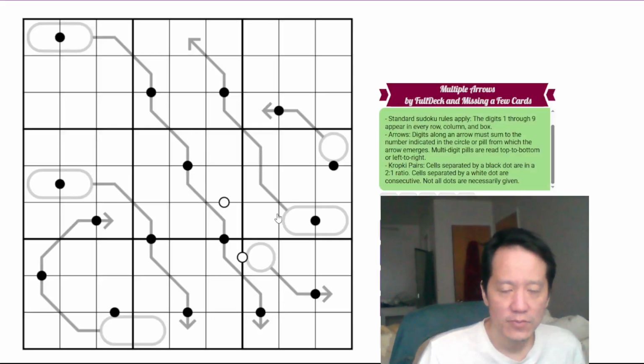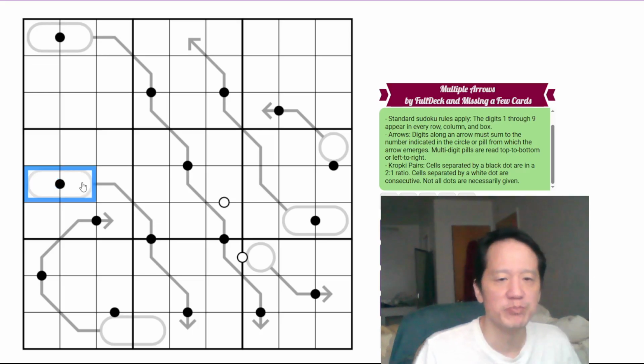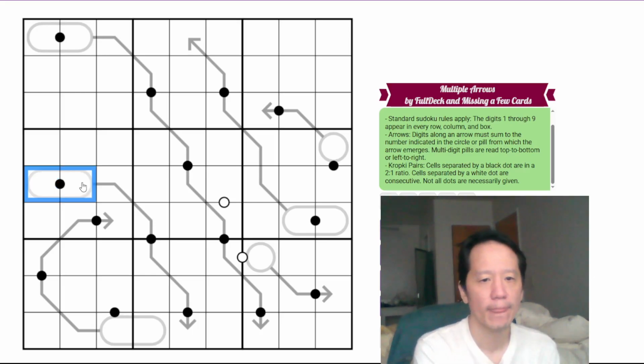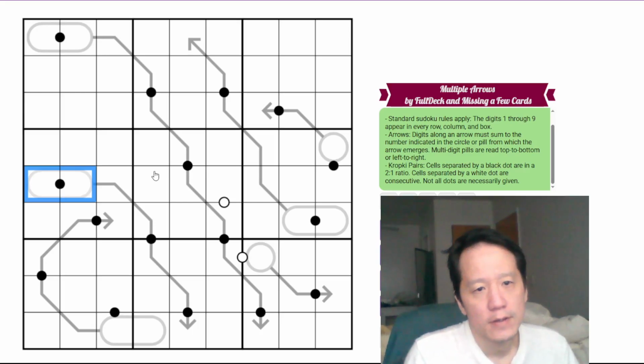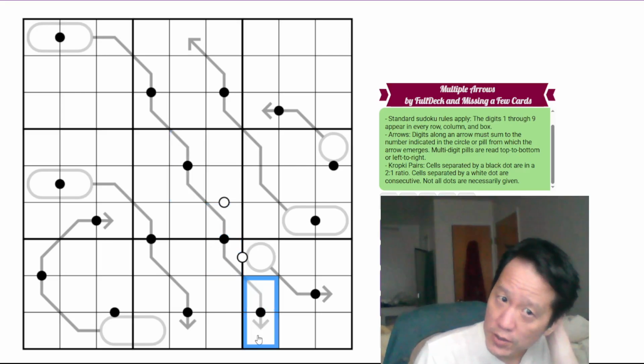Okay, first thing that I see is we have a lot of black crop key dots here. And some of these black crop key dots are actually in pills. That's interesting. This is always in a 1-to-2 ratio here.